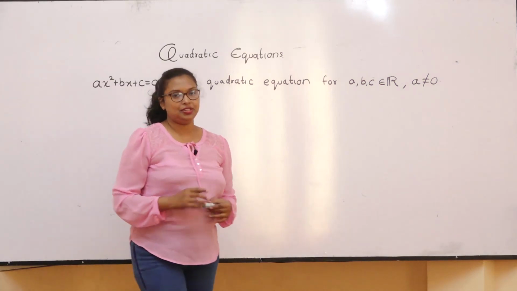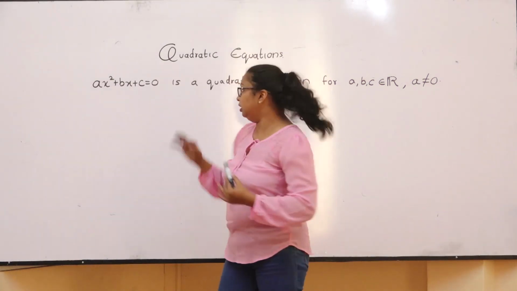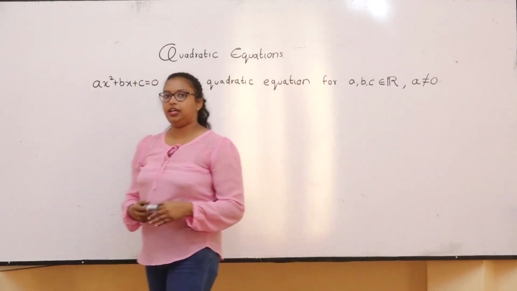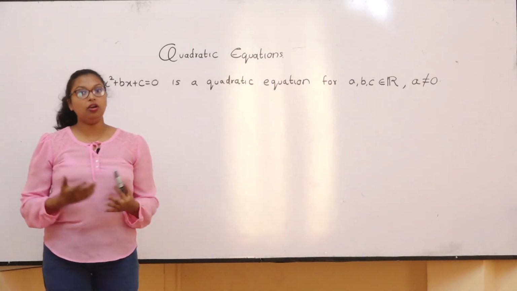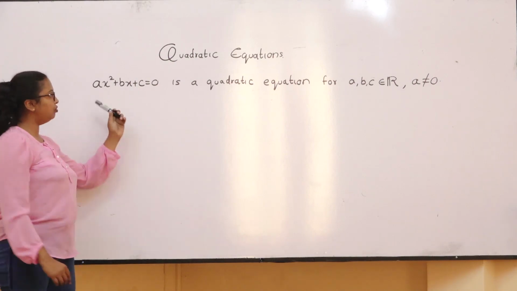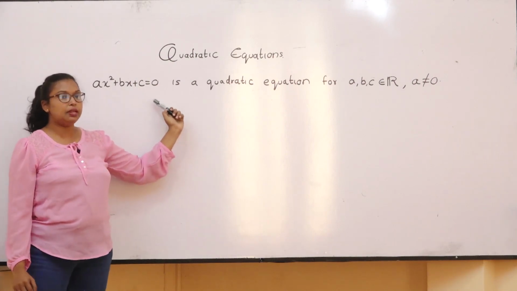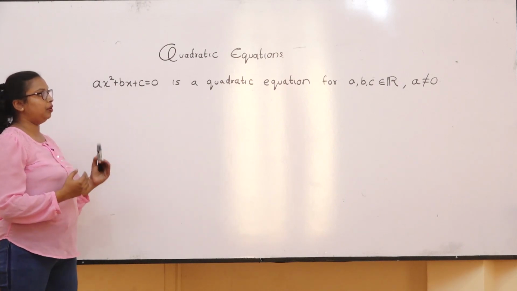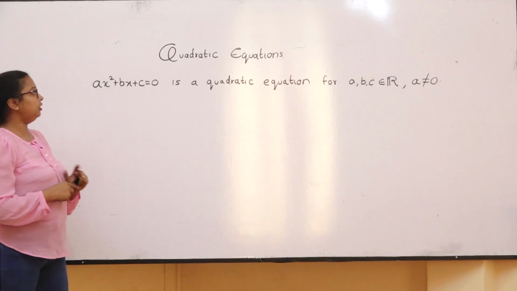Okay students, so today my lesson is going to be quadratic equations. What is a quadratic equation? What do you mean by a quadratic equation? That is an equation of the form ax squared plus bx plus c equals 0. You all have learned this for O levels also.